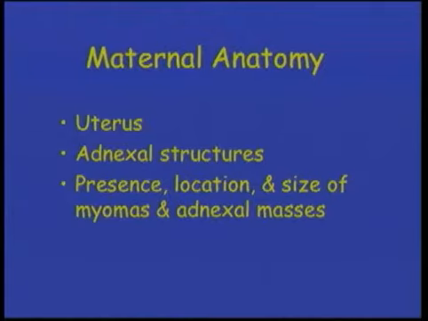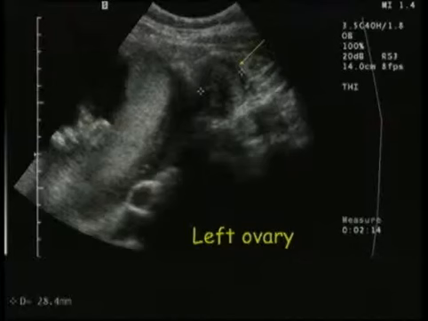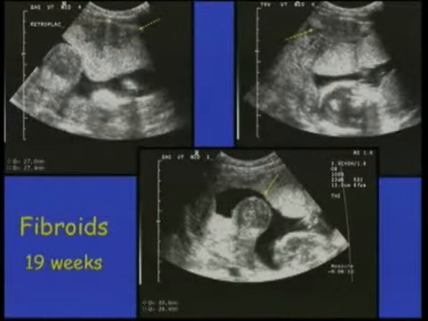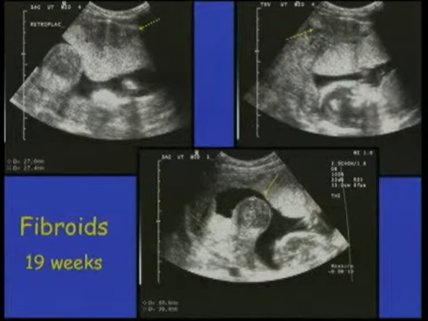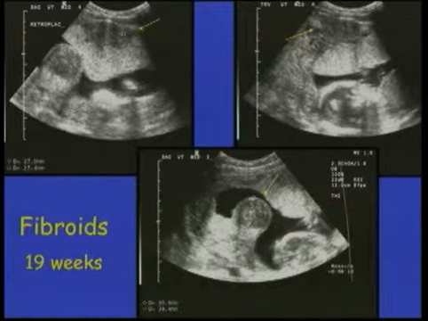Okay, we also need to look at the maternal anatomy, to look at the uterus, the adnexa, and once again, the presence, location, and size of myomas and adnexal masses. So this is a left ovary that we can see is a normal structure, whereas this is a fibroid that is living in the retroplacental region in the upper left-hand corner in a pregnancy at 19 weeks.